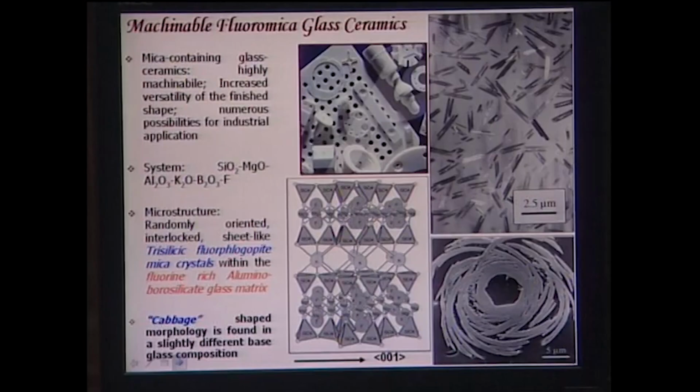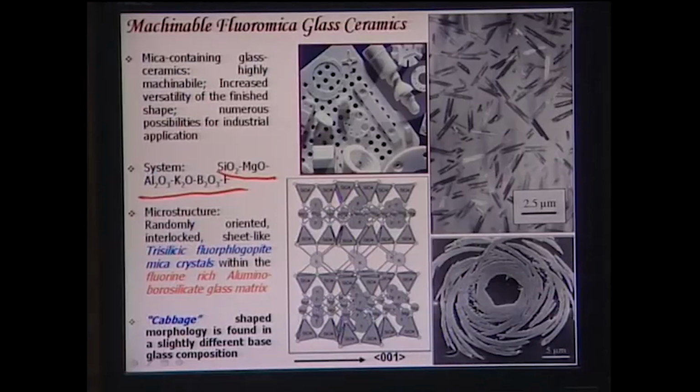Now, the system that we have worked on is very similar to the Macor glass ceramics, and this is fluoromica glass ceramics, containing SiO2, MgO, Al2O3, K2O, B2O3 and fluorine. This mica containing glass ceramics is highly machinable. Because the human tooth has a different, complex shape, whatever materials you try to develop need to be machined to give a particular shape, and therefore the increased versatility of the finished shape is only possible if the material is highly machinable.